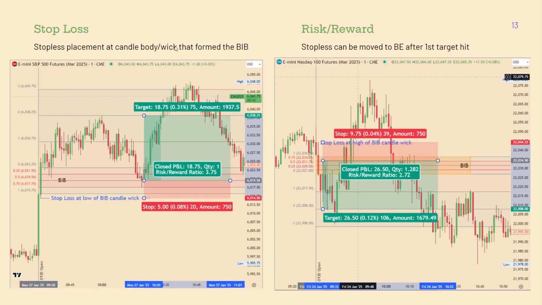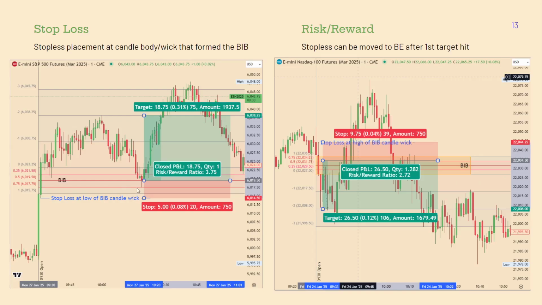It is always important to protect your capital. With such a good BIB here, a long BIB, we have our targets at the -2 point. We will put the stop loss at the low of our candle wick. This ensures that if price returns into this BIB before it hits your targets, you are protected, in addition to limiting your loss of capital.